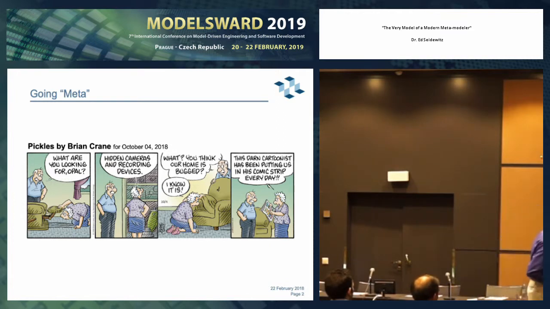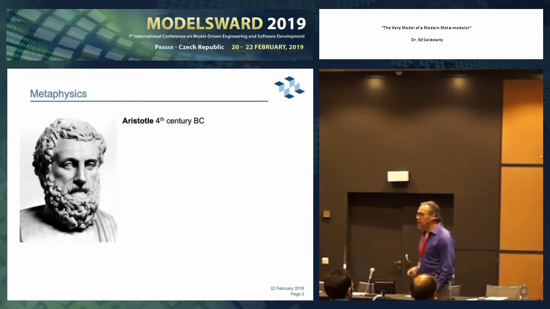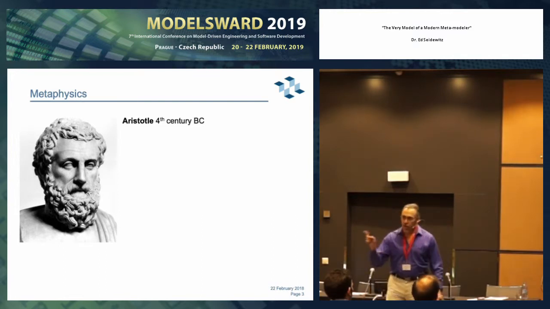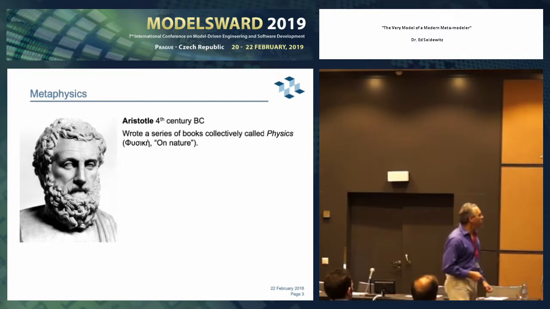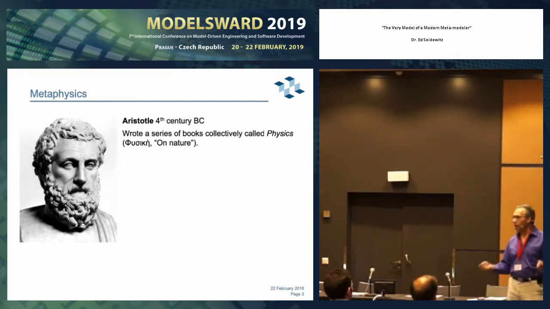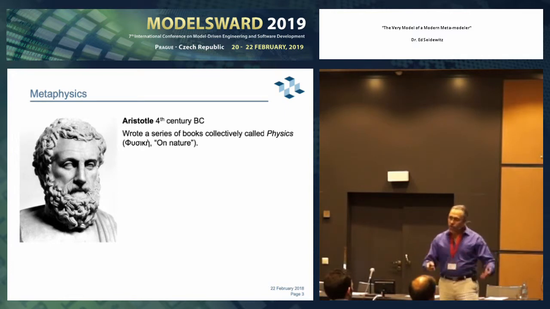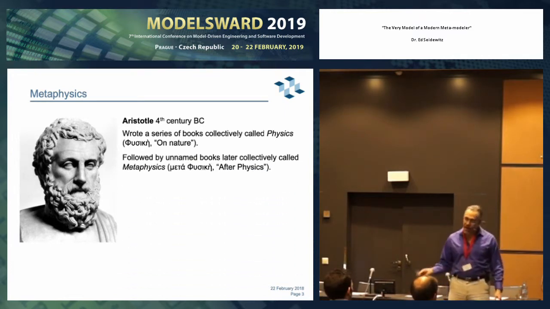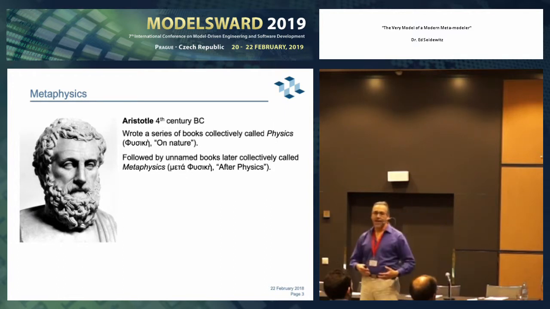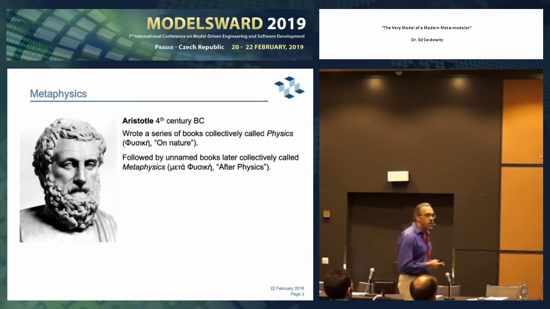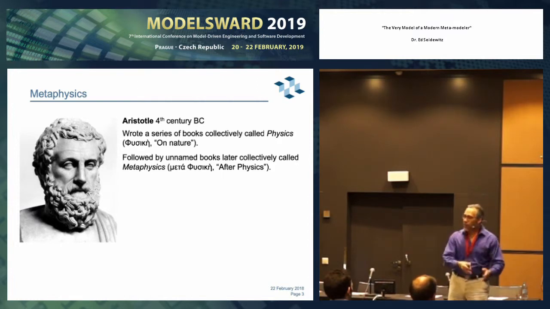But instead of going on forward, let's go back and see where meta came from. A lot of people don't realize that it goes back a long way to this guy. All right, so we're talking about the 4th century BC, and Aristotle. You may have heard of him. Aristotle published a series of books collectively called Physics. Actually, a lot of philosophers did that because physika means on nature in Greek. So this was just books about nature. Well, after he did that, he wrote another series of books that weren't named. Later on, people who cataloged Aristotle's work called them metaphysika, which literally in Greek means after physics. These were the books that came after the books that were called physics.